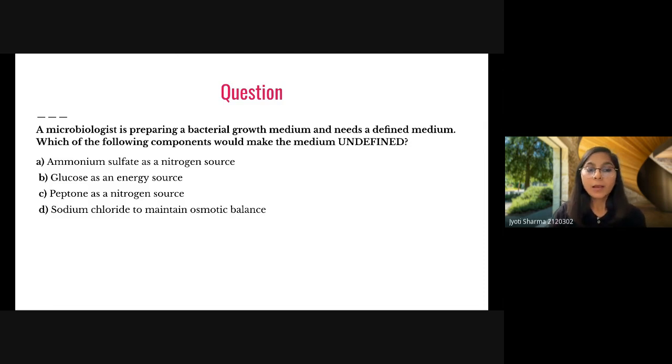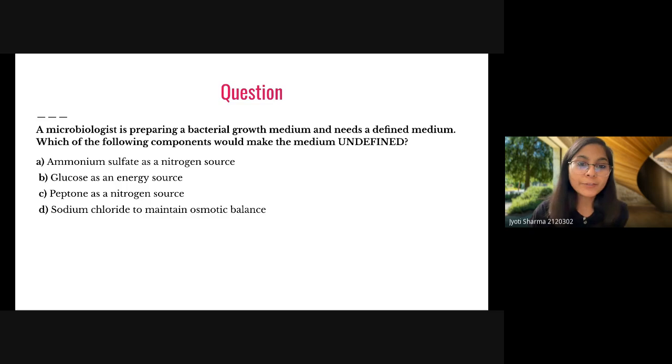Okay, a microbiologist is preparing a bacterial growth medium and needs a defined medium. Which of the following components would make the medium undefined? The options are ammonium sulfate as a nitrogen source, glucose as an energy source, peptone as the nitrogen source, sodium chloride to maintain osmotic balance.